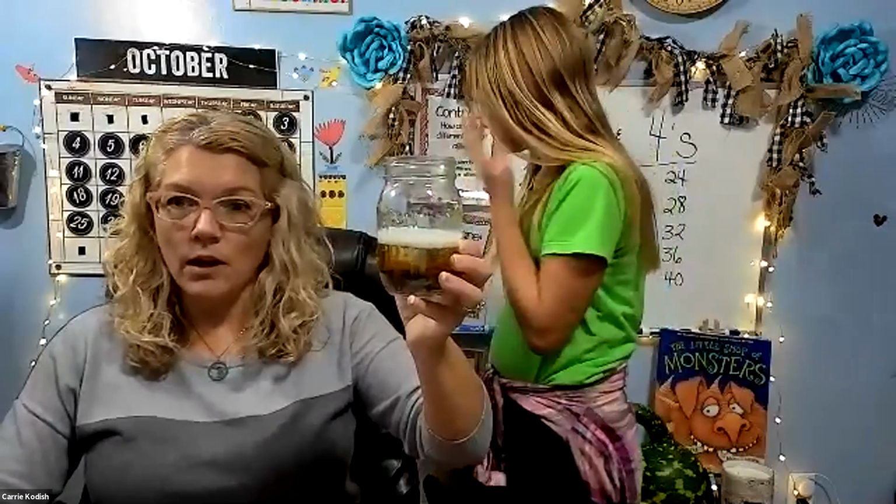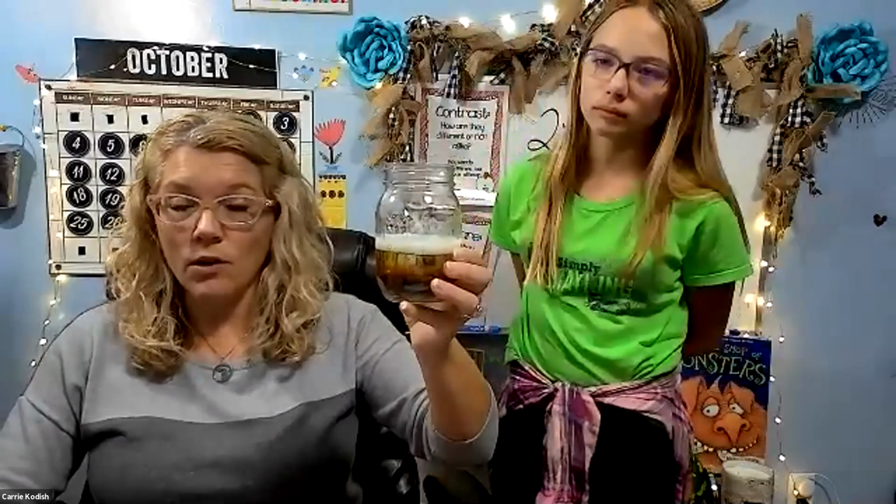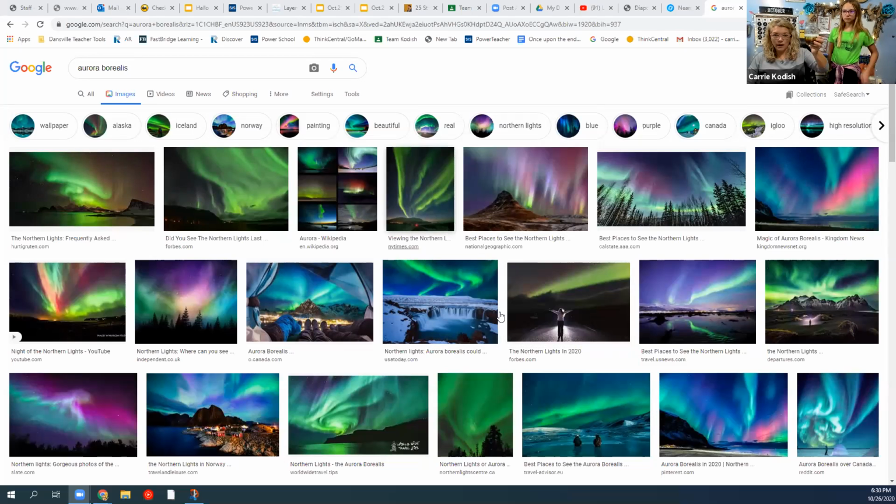And then the next layer is called the thermosphere around the earth. And the thermosphere is where, I don't know if you've ever heard of the northern lights. The northern lights are seen in the thermosphere. So you can see a picture of that right now. These northern lights are found in this layer.